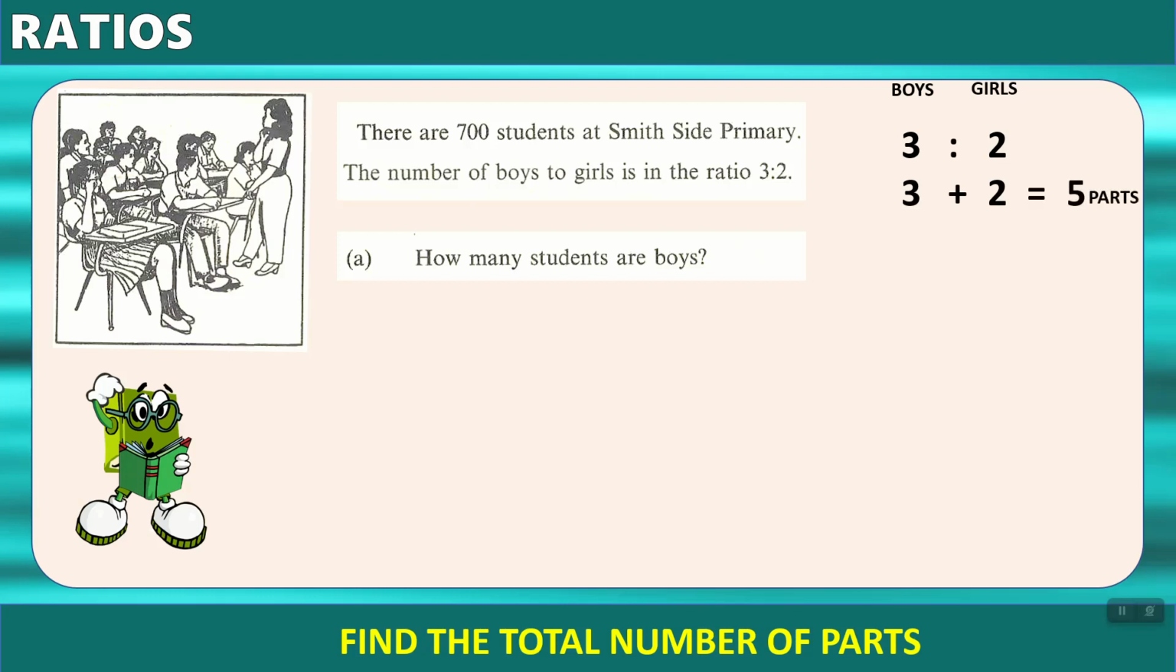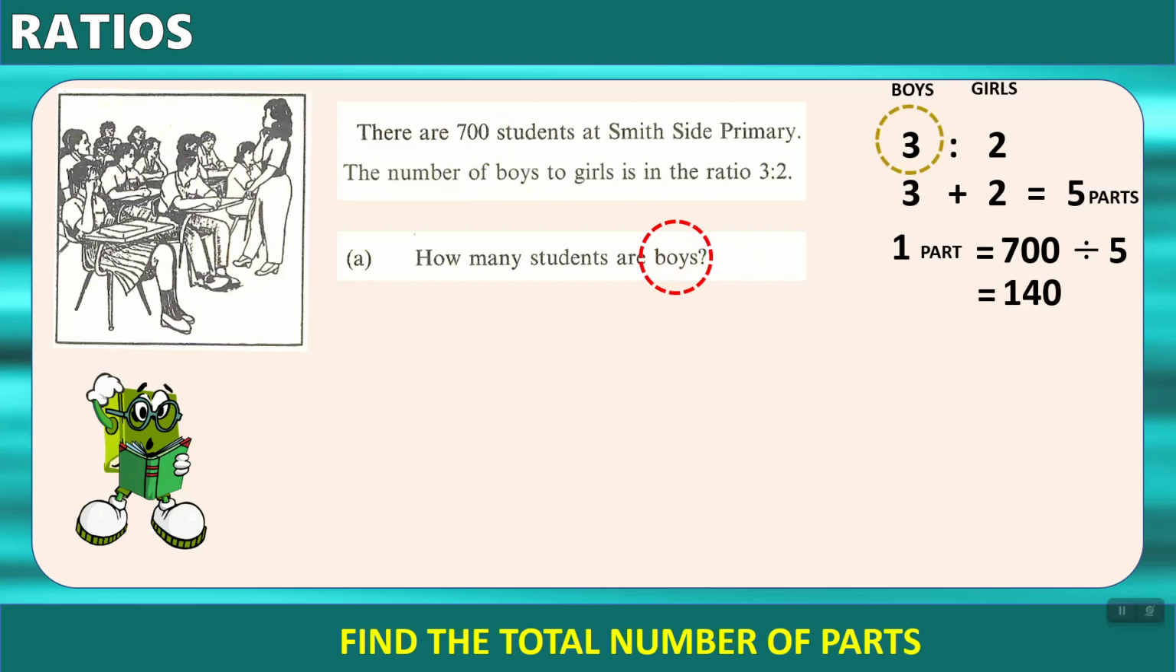Now, in order to find one part, we have to take the total number of students, 700, and we divide by the total number of parts, which is 5. And so 700 divided by 5 is 140. That's one part. The question asks us how many students are boys.